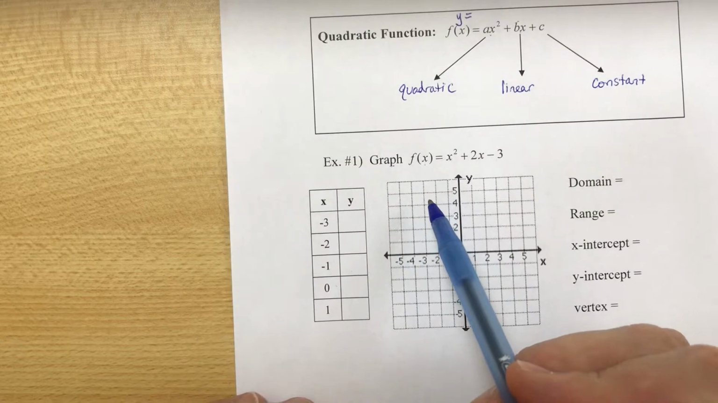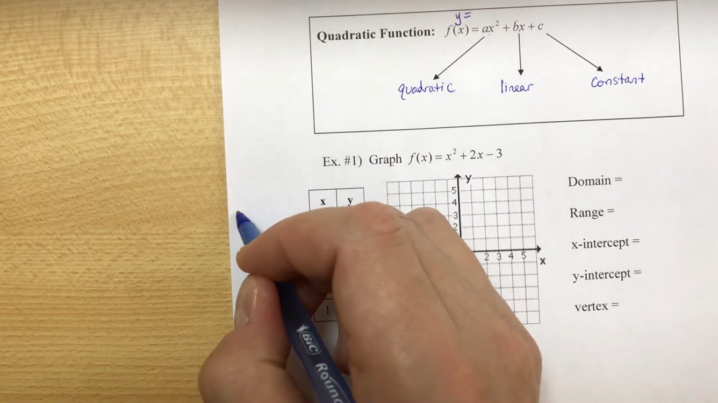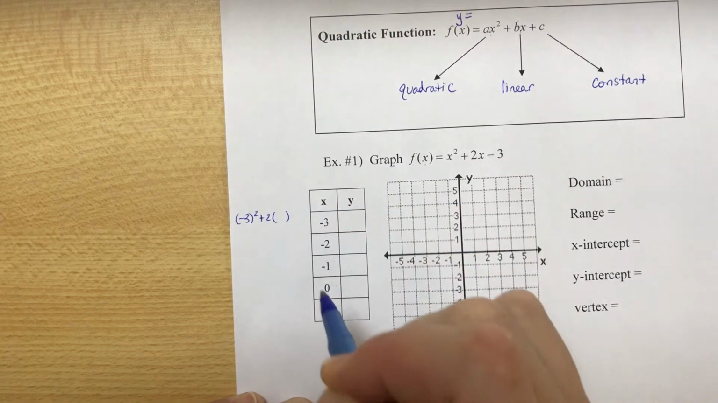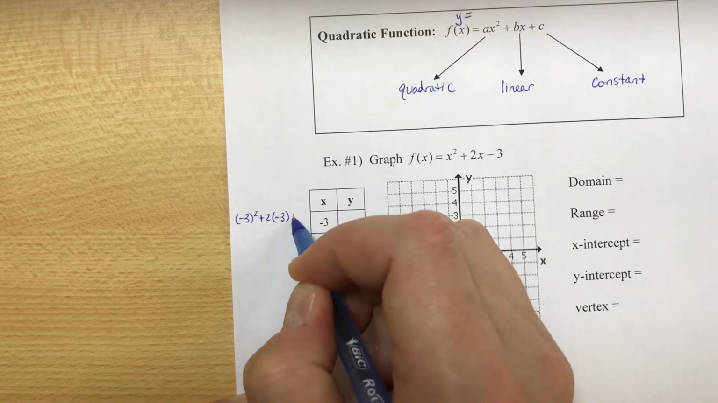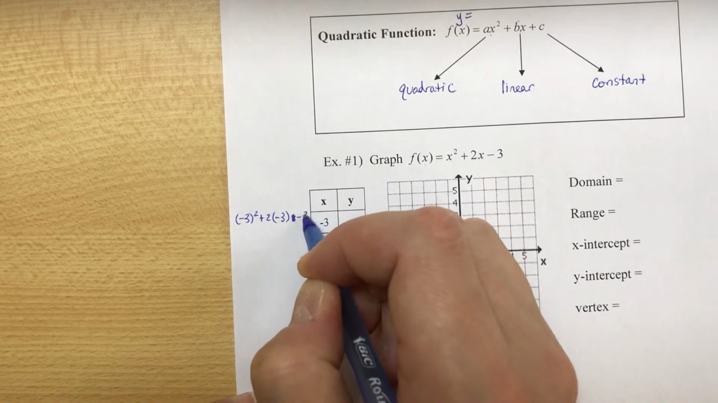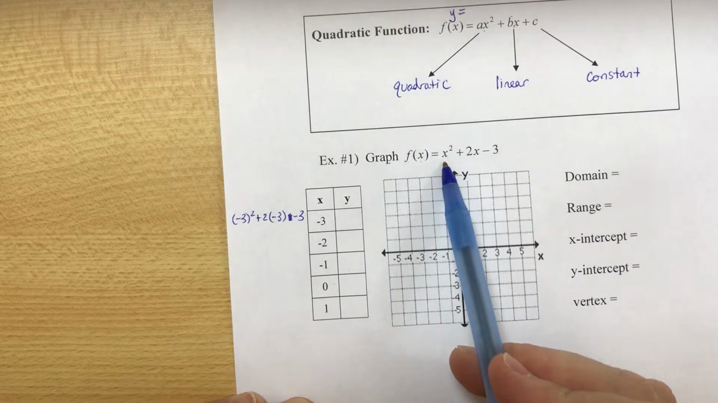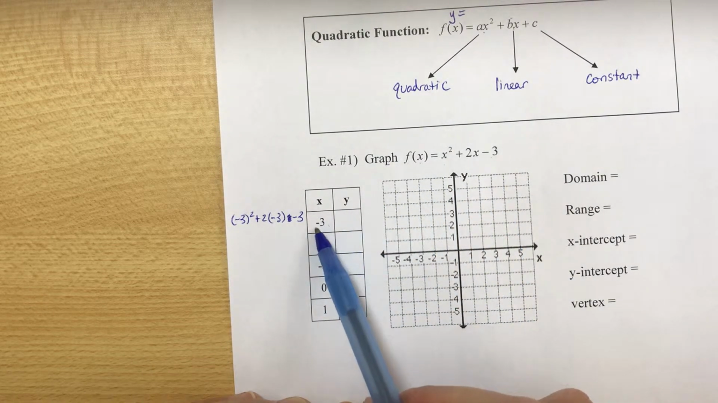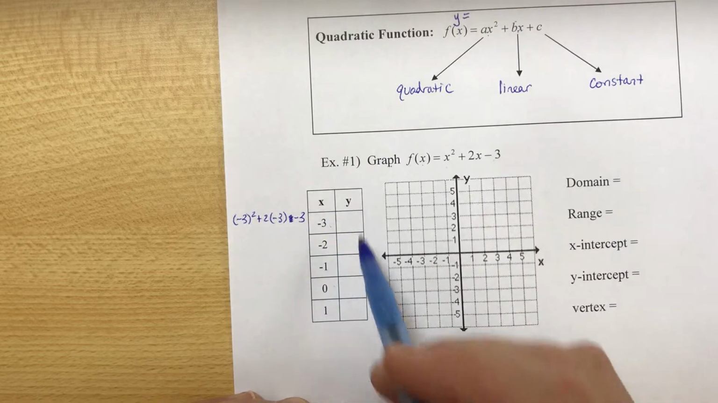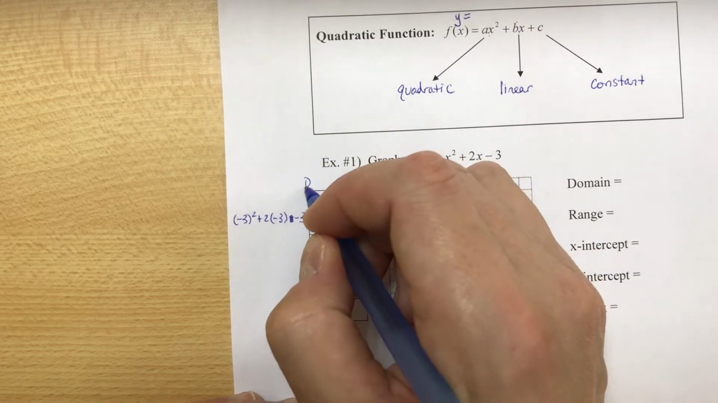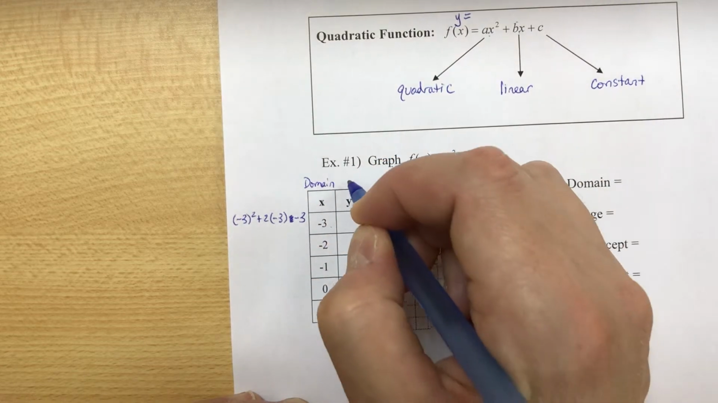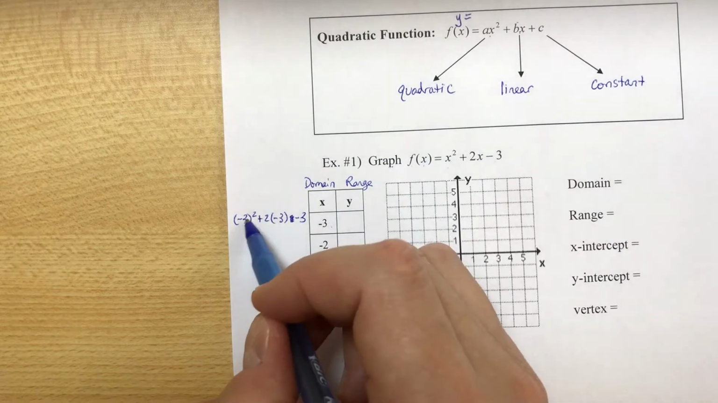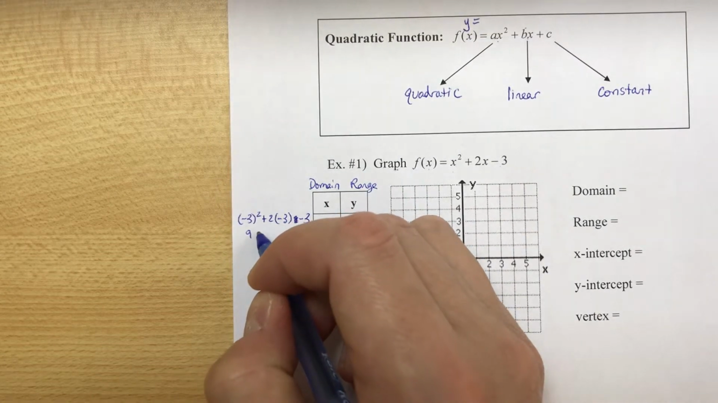So on the side here, I'm going to write this down. We're going to take negative 3 squared plus 2 times x, which is negative 3, and that's minus 3. Okay, so here's the function, x squared plus 2x minus 3. All we're doing is substituting negative 3 for x. And remember that the x values are what we call the domain, and the y values are what we call the range.